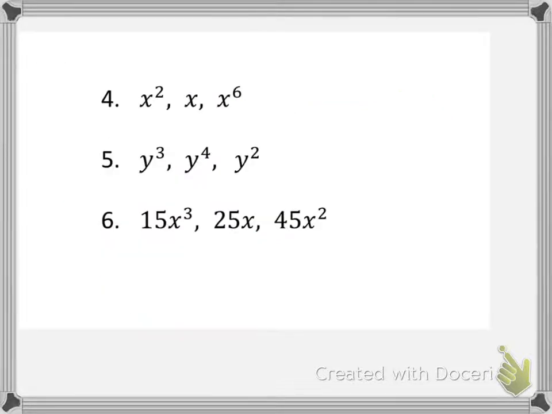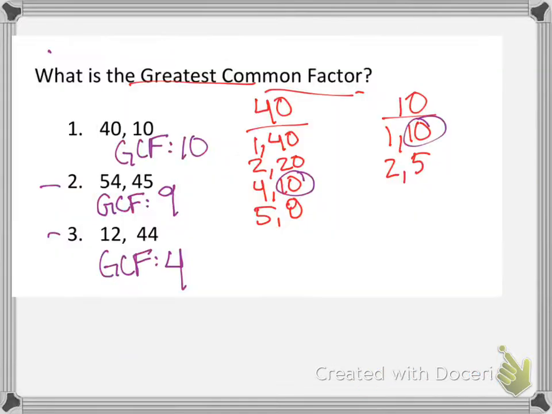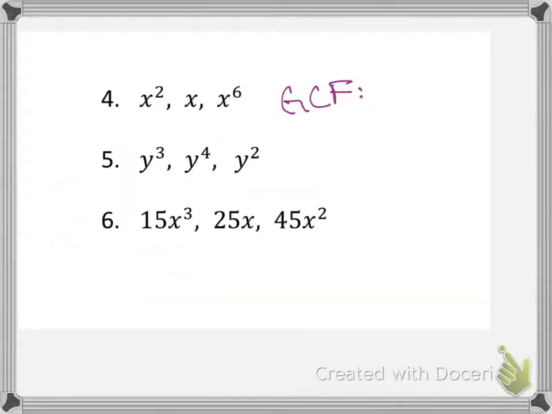Now let's look at the other greatest common factor problems. Number 4, my greatest common factor, I'm looking for the variable with the lowest exponent. Lowest exponent. So my greatest common factor is x. And in number 5, my greatest common factor is y to the second power, my one with the lowest exponent.